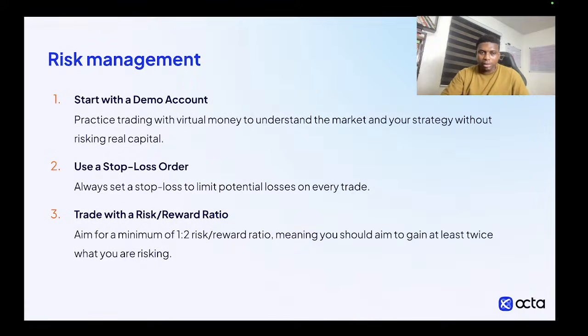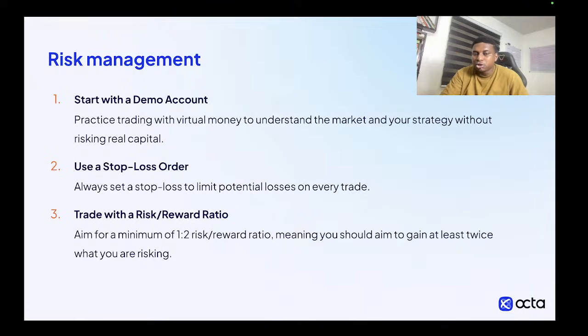1, you are encouraged to start with a demo account. Practice trading with virtual money to understand the market and your strategy without risking real capital. 2, use a stop loss order. Always set a stop loss to limit potential losses on every trade.